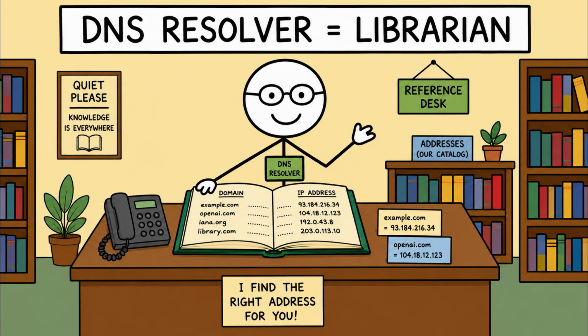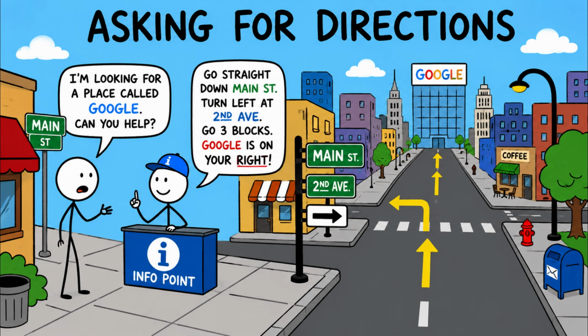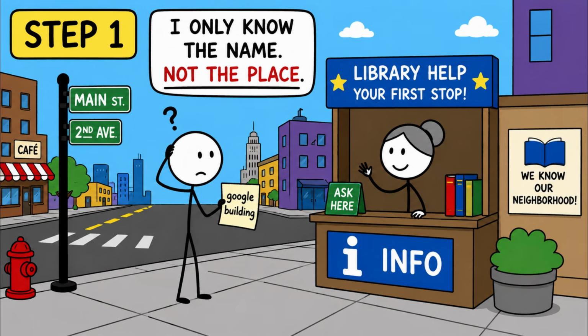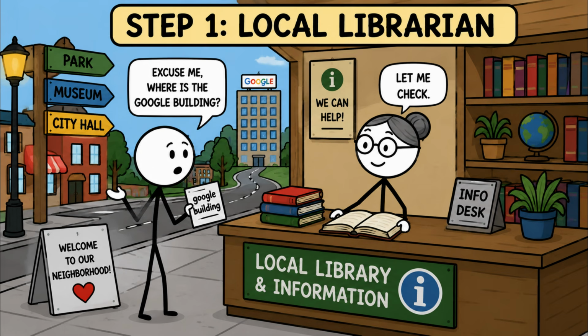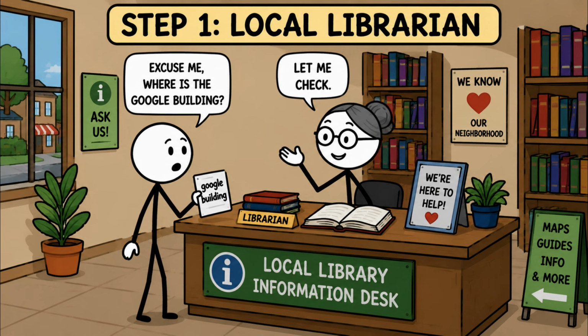That resolver is like a librarian. You ask it a question. It doesn't always know the answer, so it asks someone else. Think of it like asking for directions on the street. You need to find the Google building, but you only know its name. Step 1. You ask your local librarian. Your browser doesn't know where google.com is, so it asks your internet service provider. Think of them as your local librarian.